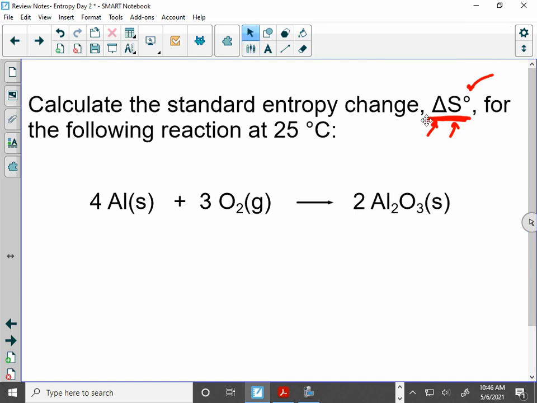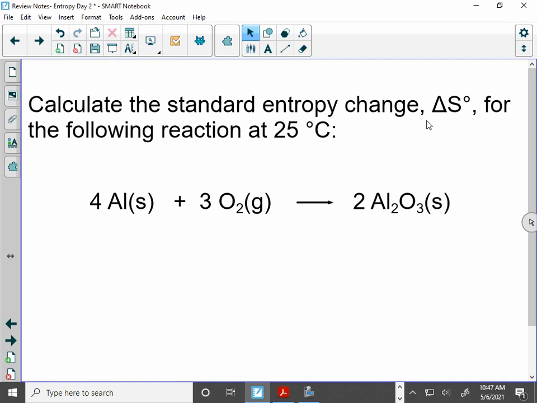Now, when I do this particular thing, where I want to start once again is looking. And I have a solid, I have a gas, I have a solid. So this leads me to believe that as this reaction proceeds, I am getting more ordered. So once again, my entropy should be going down. I like to start out by finding my entropy of all of my compounds here, so to speak, and elements.